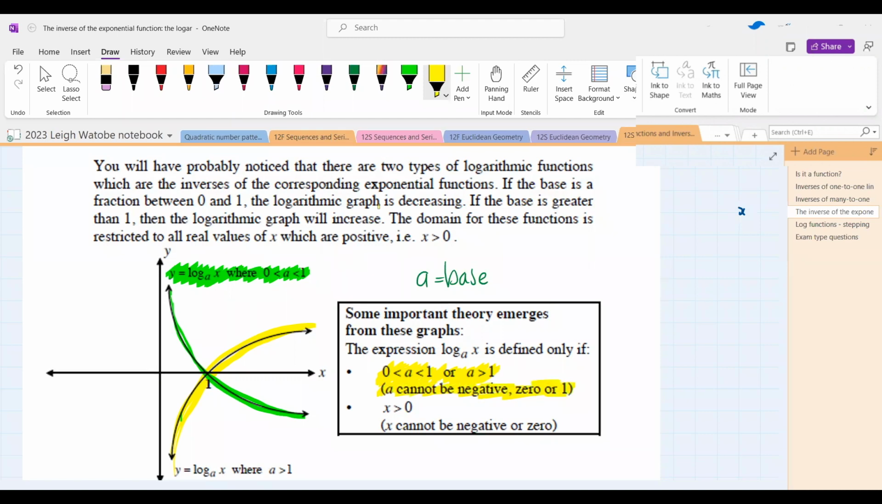So why can the value of a not be 1? Anyone got any idea? Why could a base not ever be equal to 1 in a function like this? If I had a function and I said y equals 1 to the power of 10. Lucinda, what do you think?